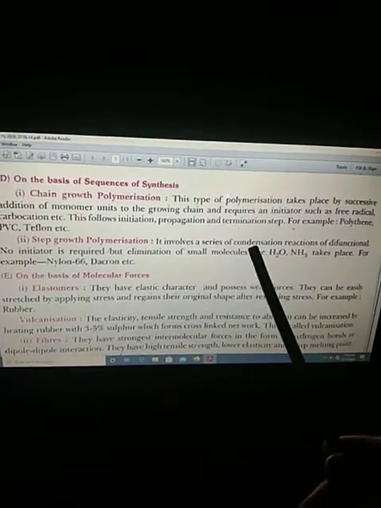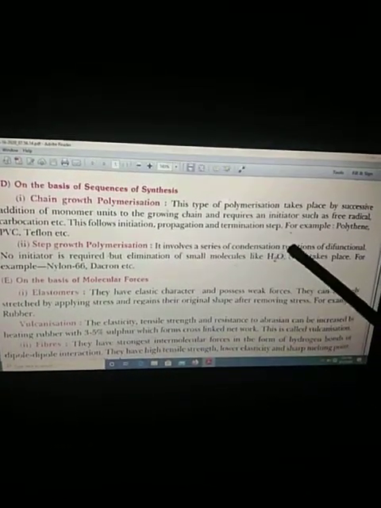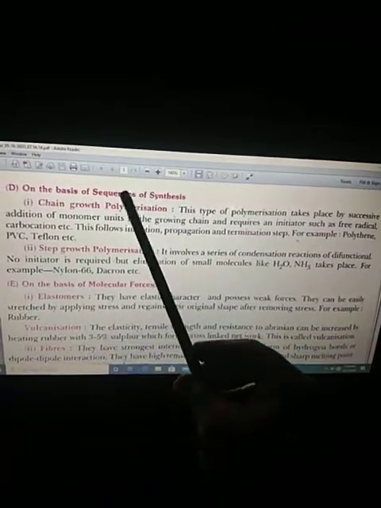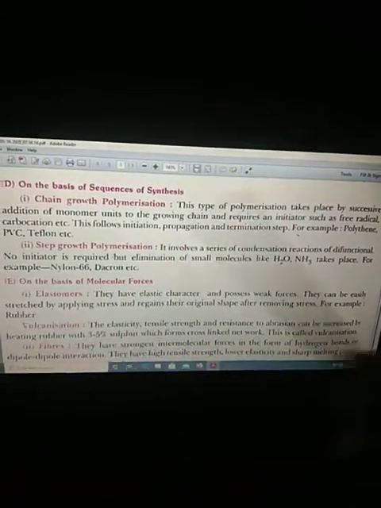Students, in our last class we started the chapter polymers and saw important terms related to it and a few classifications. Now today we are going to see the classification on the basis of sequence of synthesis. On the basis of sequence of synthesis, it is classified into two types: chain growth polymerization and step growth polymerization. In chain growth polymerization, the polymerization takes place by the addition of monomer units in a growing chain.